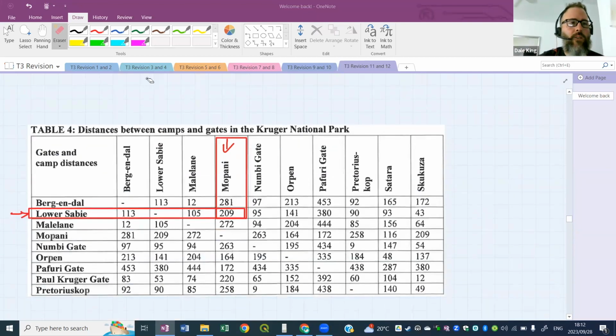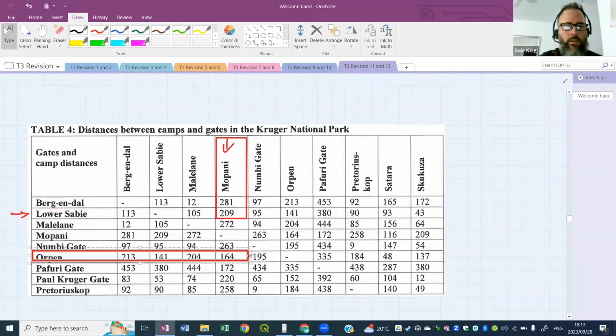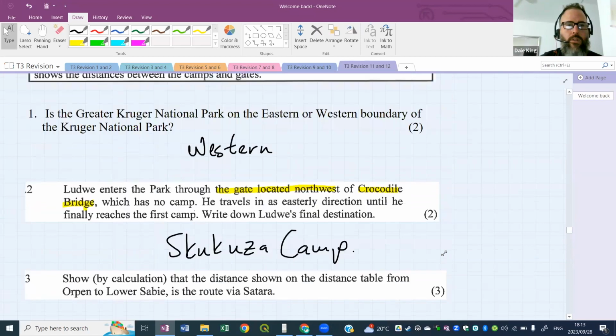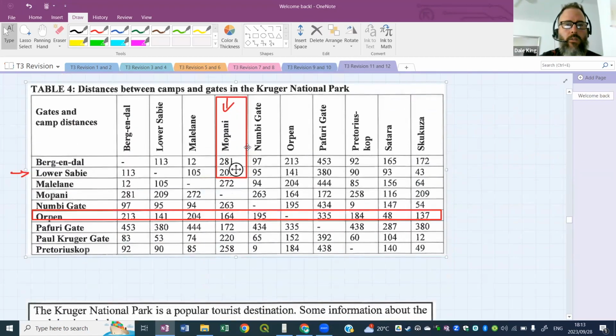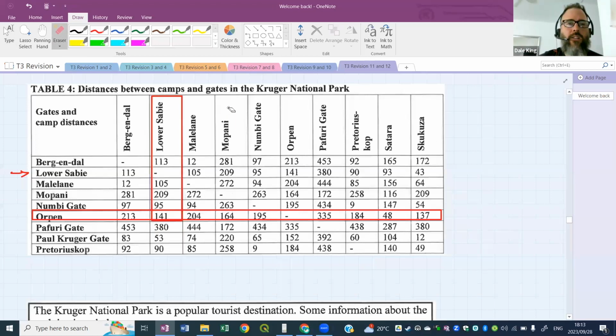So if I go down here and I do what they say, from Alpen to Lower Sabi. So I need to move this. We might be able to do it without a scale, guys. Let's see. So we need Lower Sabi and we need Alpen. All right, so it's 141 kilometers. Okay. And they say it's via Satara. Oh, okay. We don't need a scale for this. Okay, so there we go.